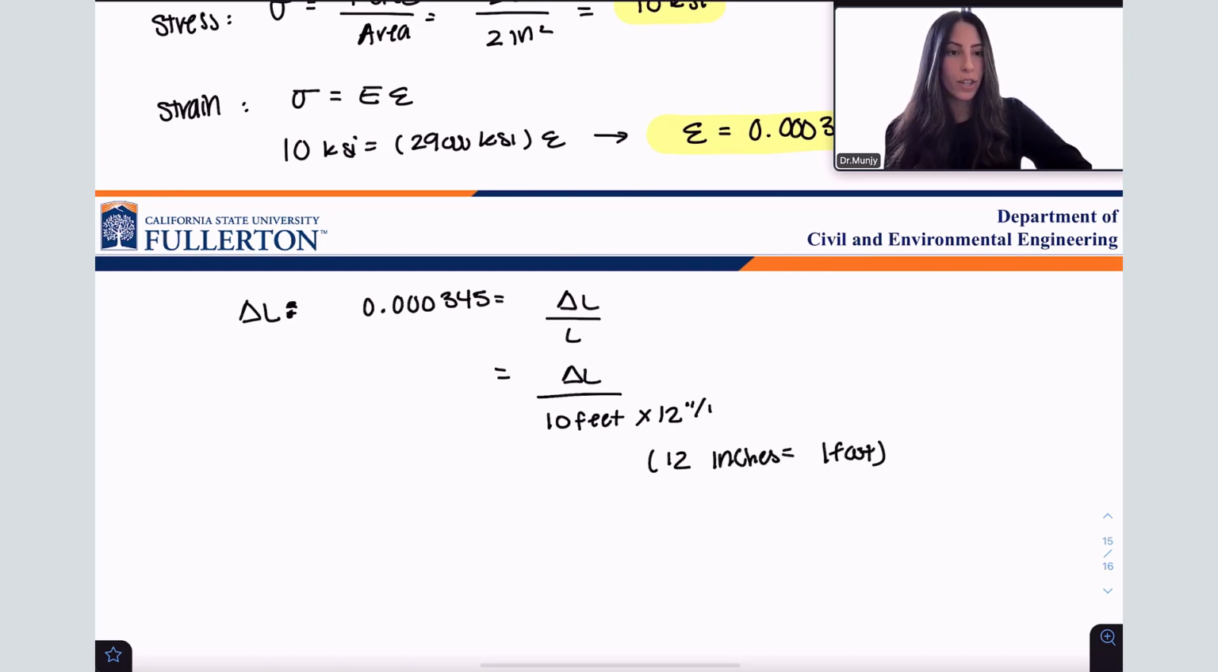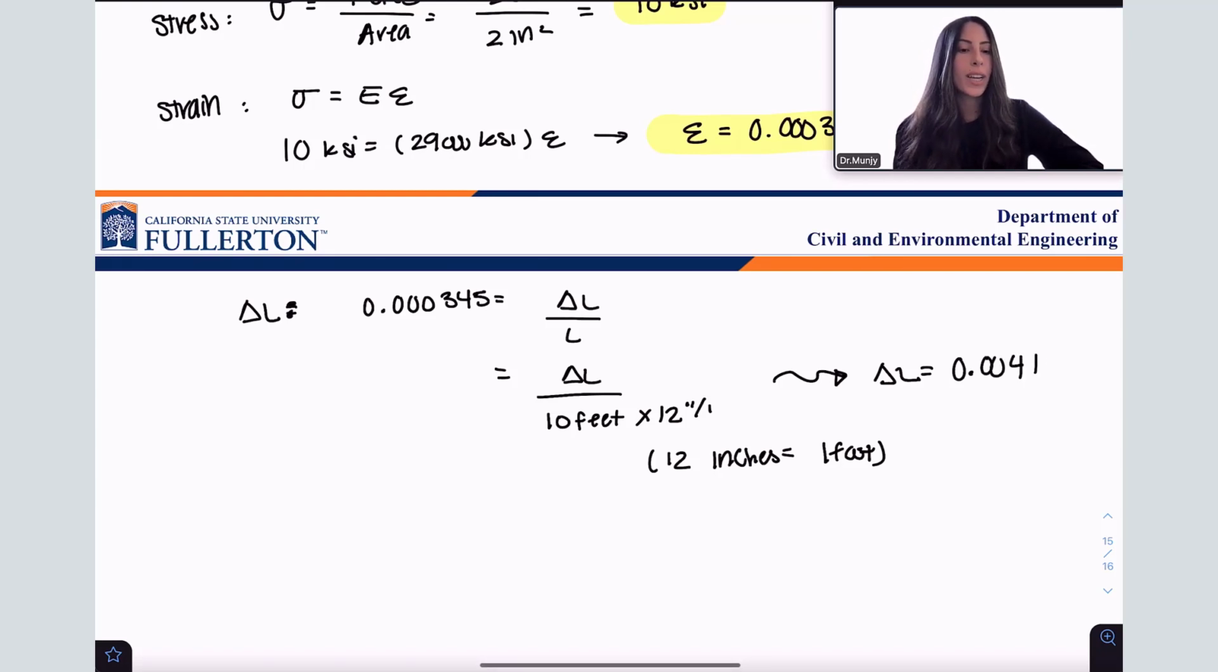That 12 inches per foot is the unit conversion to go from the 10 feet to inches, because remember the 0.000345 is inches per inch. So just so everything is consistent, we use the same units. We multiply the 0.000345 times 10 times 12, and we get 0.00414 inches for our delta L.